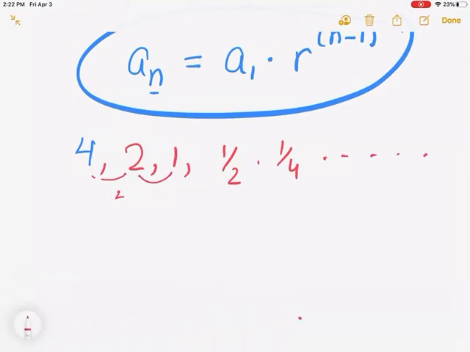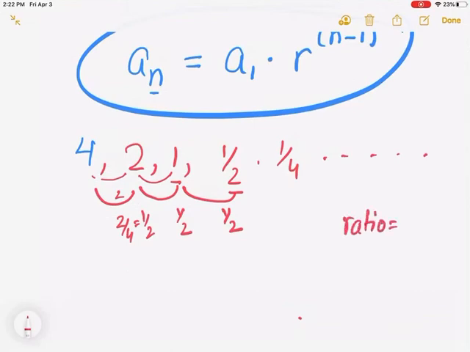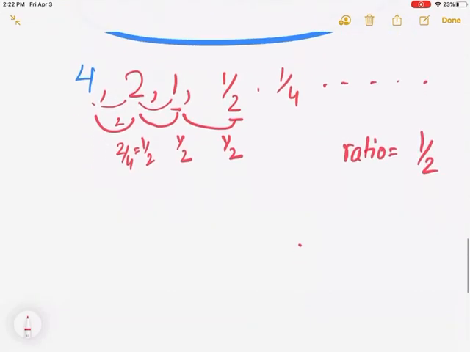How do we find the ratio? Second term divided by first. So 2 divided by 4 is 1/2. 1 divided by 2 is 1/2. 1/2 divided by 1 is also 1/2. It means it's geometric with the ratio of 1/2. Let's say if I ask you for the 16th term, I need the explicit rule.